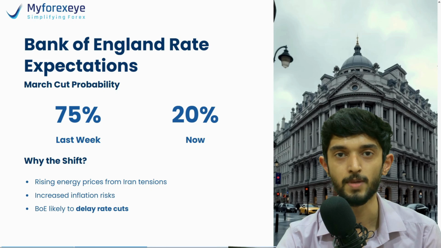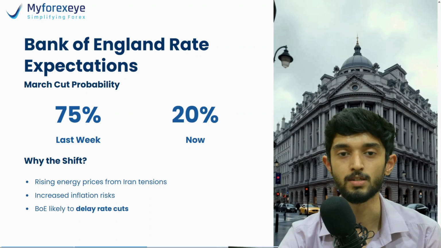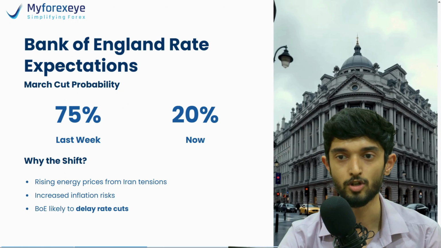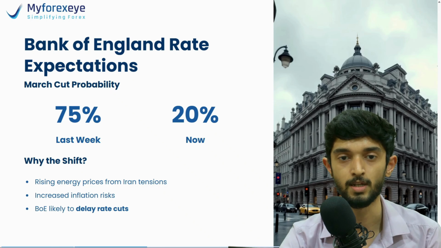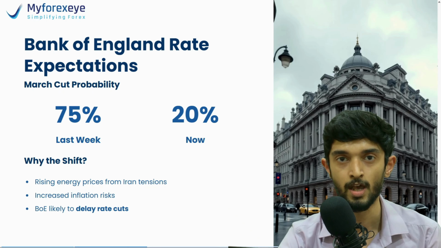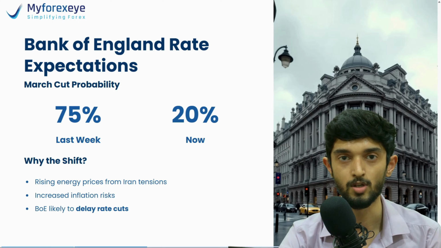Markets recently expected the Bank of England to cut interest rates in March. That probability has dropped sharply from 75% last week to now around 20%. Rising energy prices linked to tensions involving Iran have increased inflation risks. Because of this, the Bank of England may delay rate cuts.